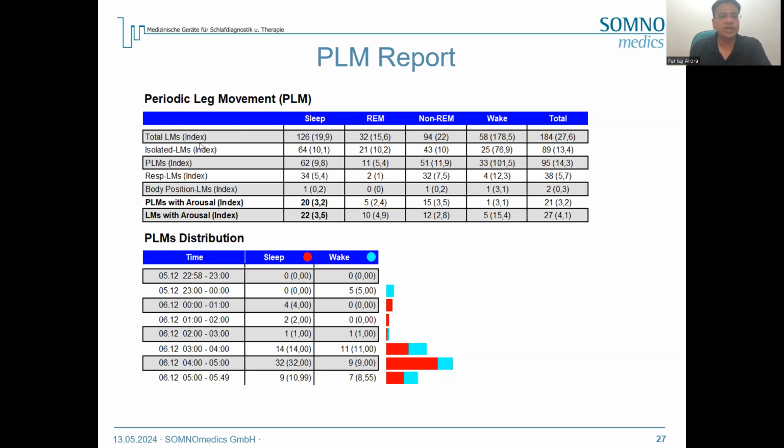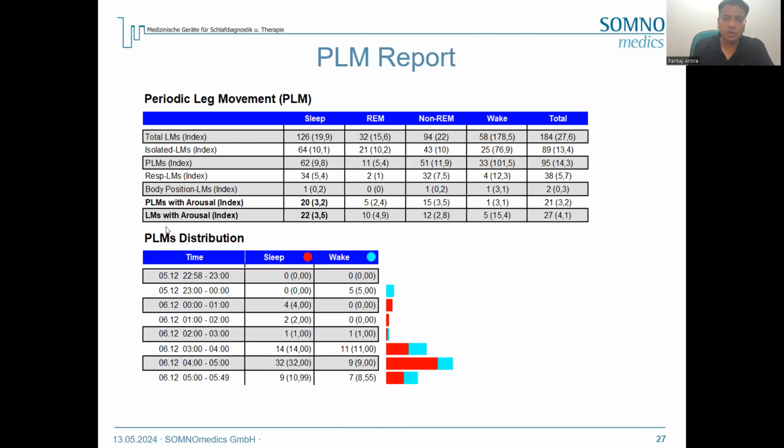In this particular case, you see total leg movements were 126, which includes isolated limb movements, which is 64, and periodic limb movements of 62. If you add 64 and 62, it comes to 126, with an index of 19.9. However, the PLM index is only 9.8. The AASM recommends that if the PLM index is more than 15, we can say it's periodic limb movement disorder or periodic limb movement syndrome.